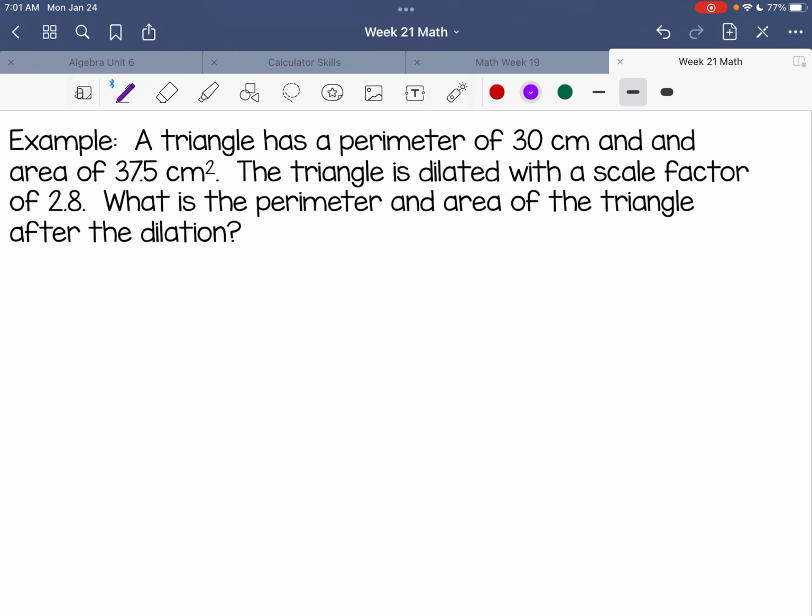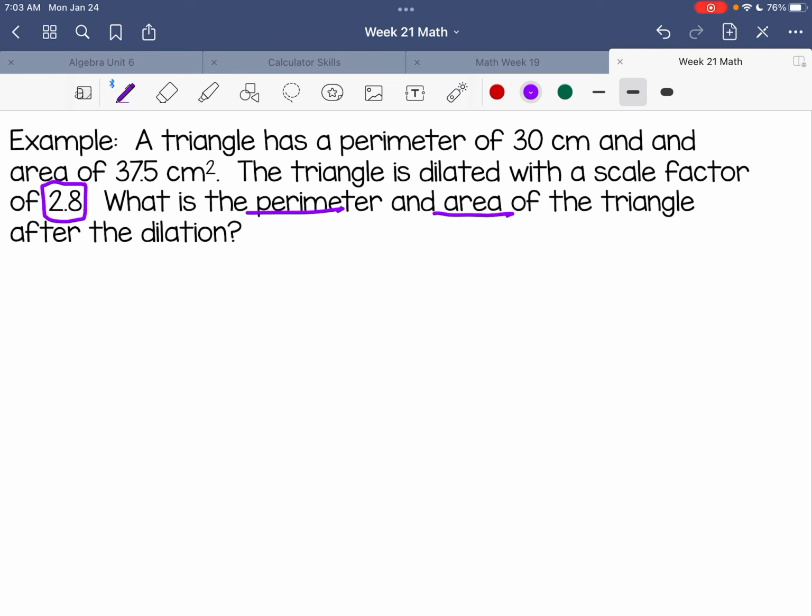Okay, let's put that into play with an example. Here we go. Example: a triangle has a perimeter of 30 centimeters and an area of 37.5 square centimeters. The triangle is dilated with a scale factor of 2.8. What is the perimeter and area of the triangle after the dilation?